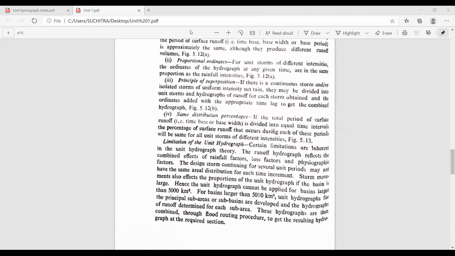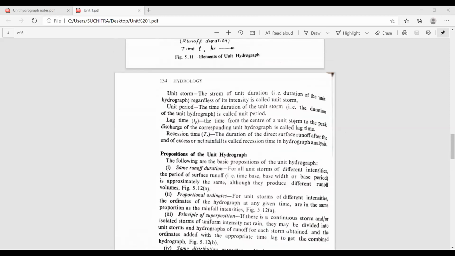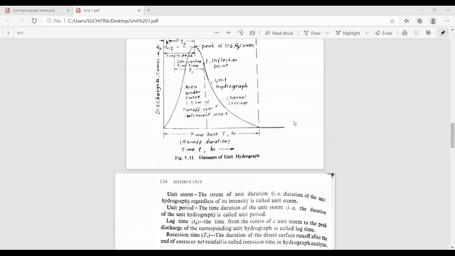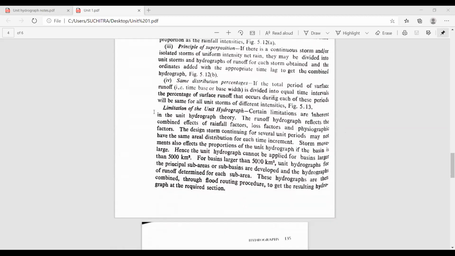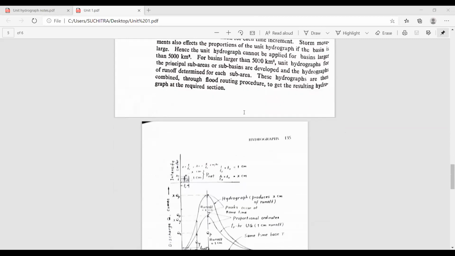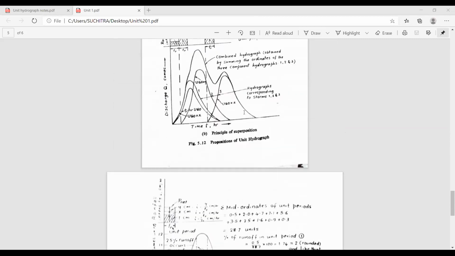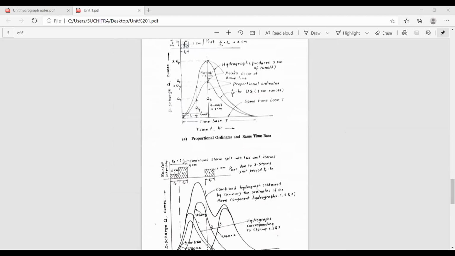Good morning. In the last class, we discussed how to derive a unit hydrograph from the observed flood hydrograph, what the assumptions or propositions of the unit hydrograph are, and also the limitations of the unit hydrograph. So we know how to derive a unit hydrograph from the observed hydrograph, and these are the assumptions or propositions of the unit hydrograph.